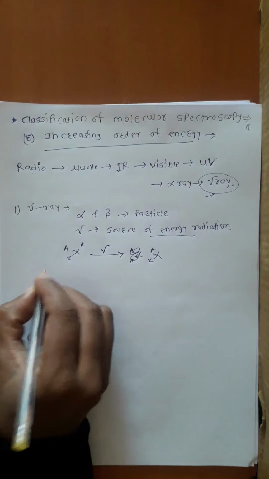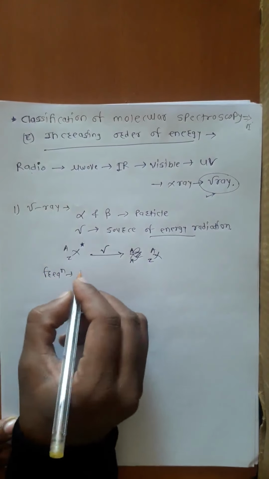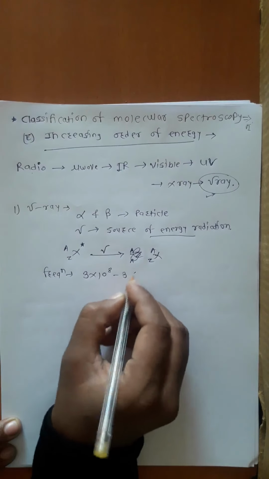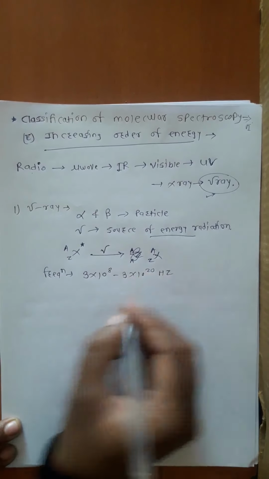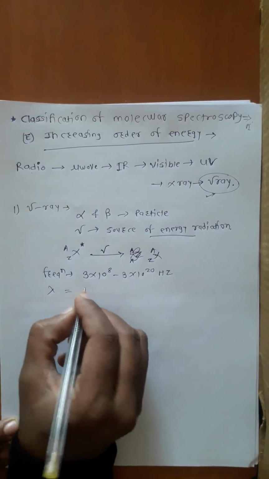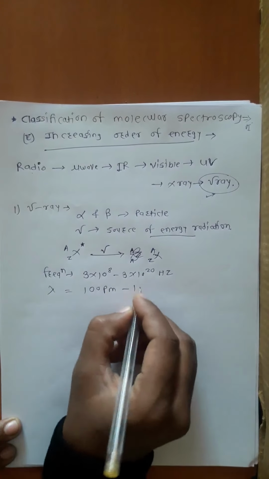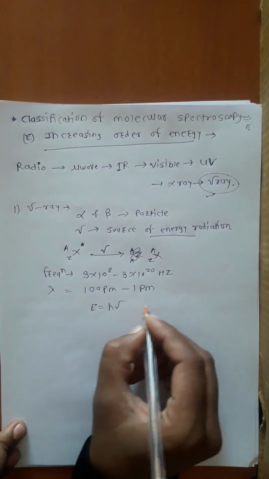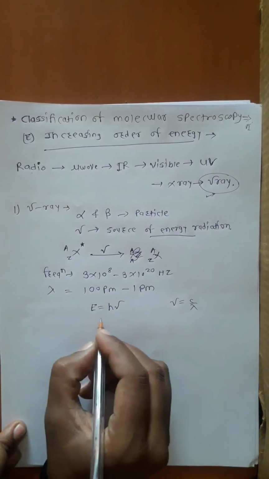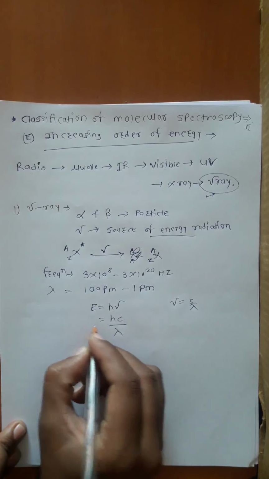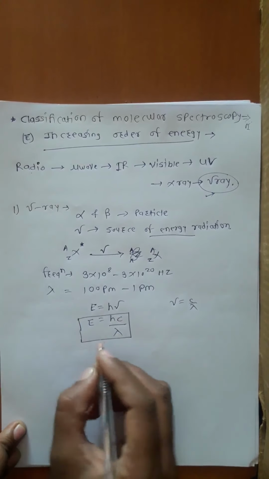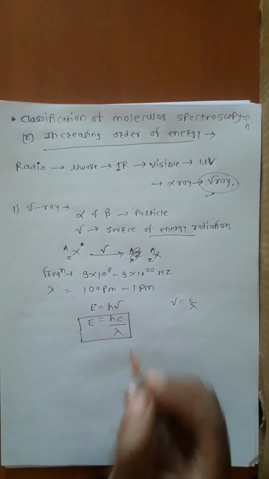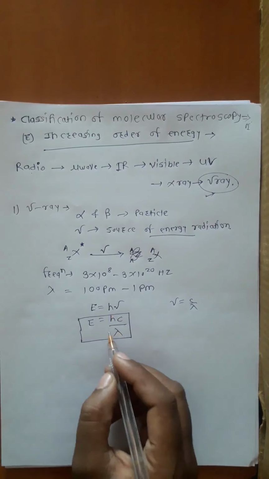The frequency of this gamma ray is 3 into 10 raised to 18 to 3 into 10 raised to 20 hertz, and the wavelength is 100 picometer to 1 picometer. You have to know this relation: E is equal to h nu, and nu is equal to c upon lambda. Therefore E is equal to hc upon lambda, which means energy is directly proportional to frequency.